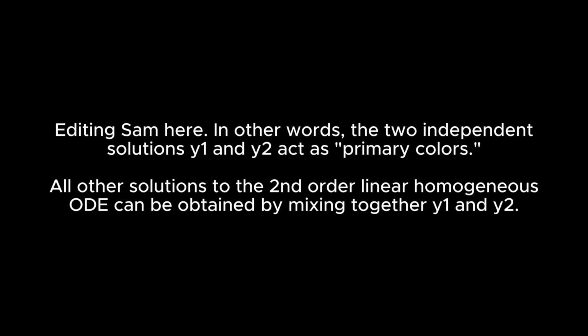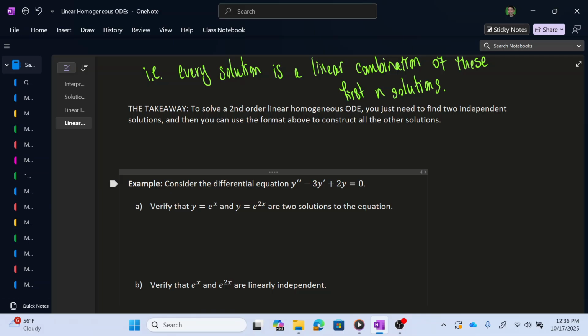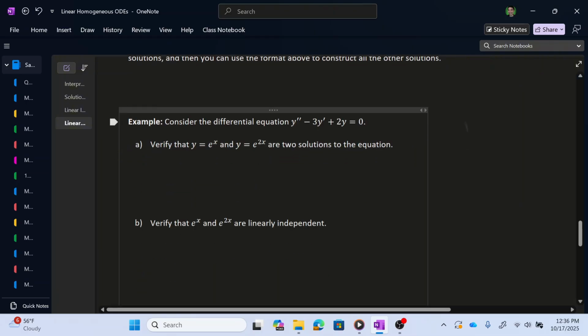Editing Sam here. In other words, the two independent solutions, y1 and y2, act as primary colors. All other solutions to the second order, linear homogeneous ODE, can be obtained by mixing together y1 and y2. So let me give you an example of this theorem in action.